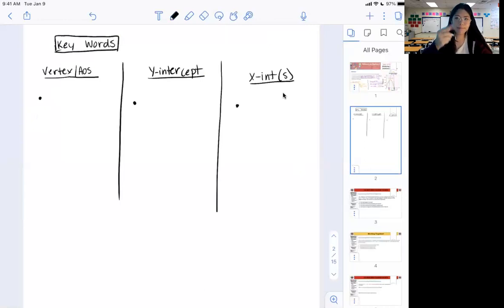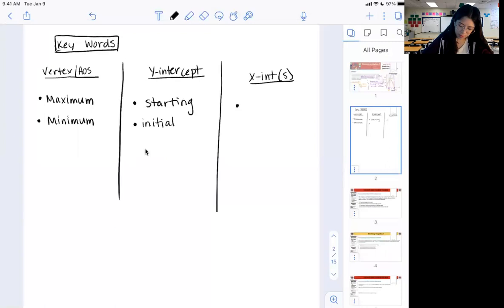Vertex: maximum or minimum. Perfect. Y-intercept: starting. Starting, what's another word that they use a lot instead of starting? Beginning. There's another one I'm thinking of. Starts with an I. Interval. No, intervals is for X. Initial. Yeah, initially.